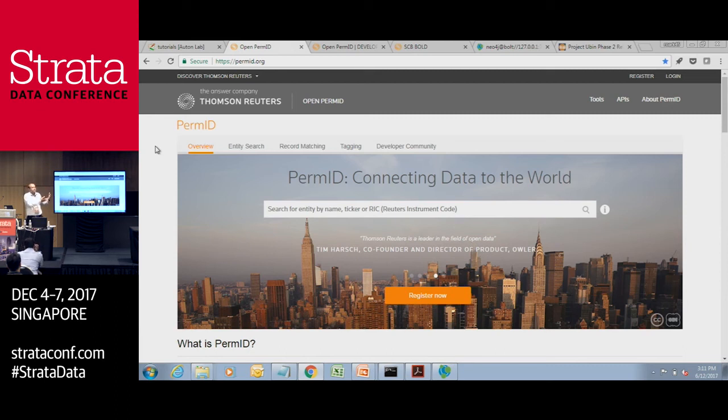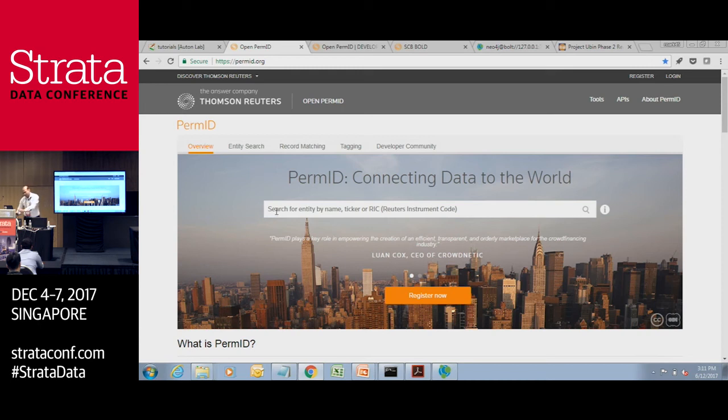It was something which we came up with to solve our internal problem. When I say we, Reuters has so many databases, and if you have to disambiguate a company across multiple databases, we need to have an identifier. So that's what we call the perm ID.